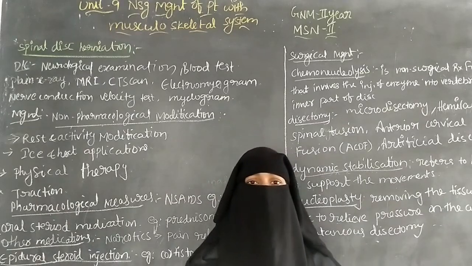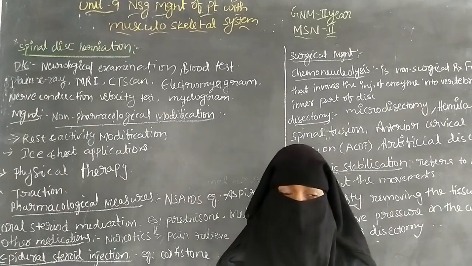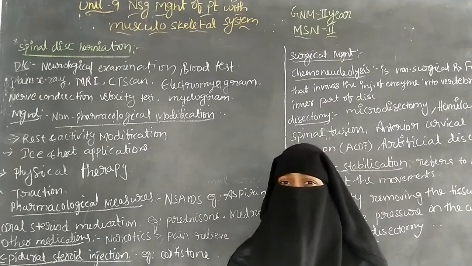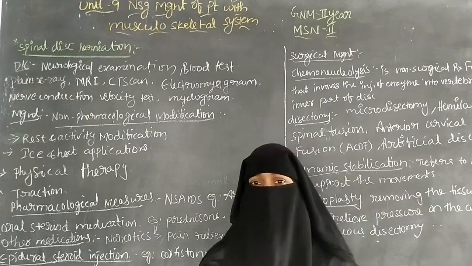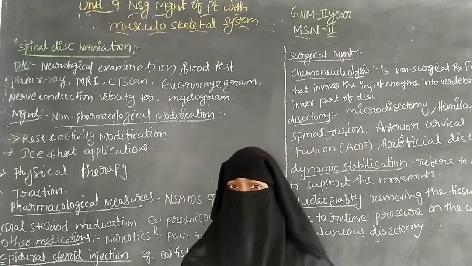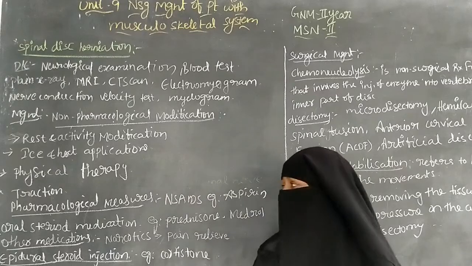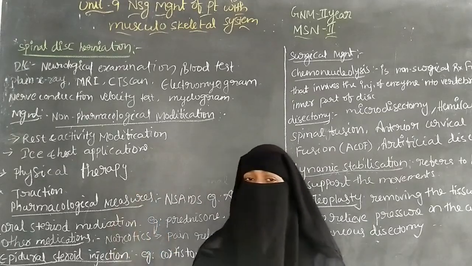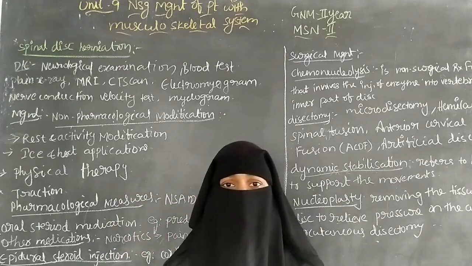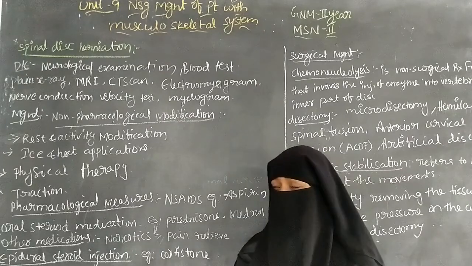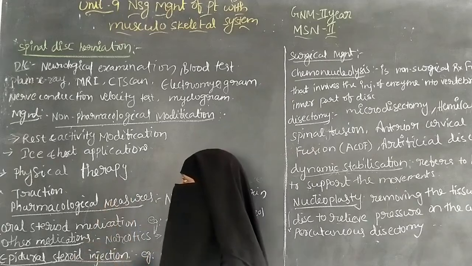The next one is ice and heat application. Ice and heat can be applied on the herniated disc, because where the herniated disc is present, inflammation and pain will be present. With ice and heat application we can relieve symptoms like pain and inflammation. And next one is physical therapy.